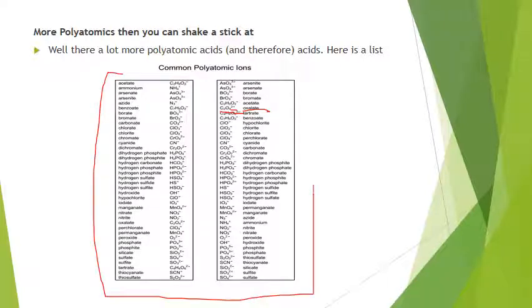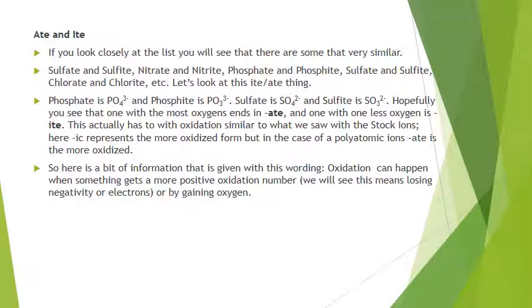You will be given a chart. There are some things that I'm going to go over that you need to know. But if there's some weird ones like azide or silicate, or permanganate, I will give you those chemical formulas. All right, ate and ite.